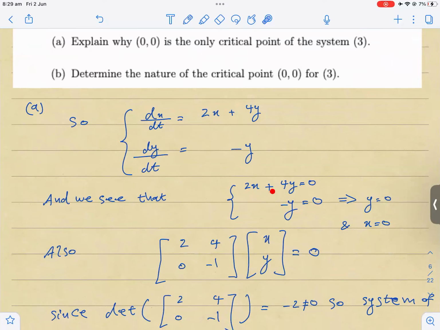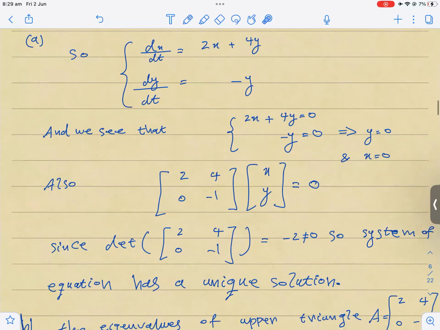For the critical points, I can see that y is equal to 0, so then I can obtain x equals 0. So this is a unique solution, because if I write this guy using this notation, this system of equations has a unique solution if and only if the determinant of the coefficients is non-zero.